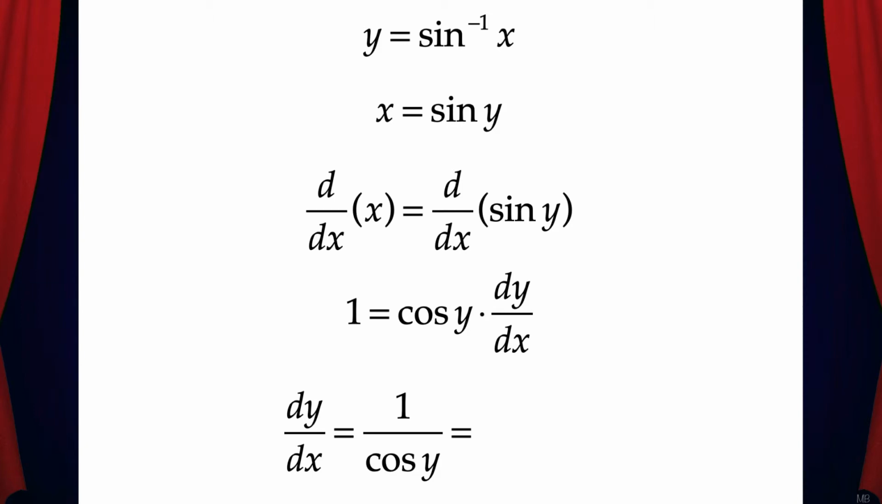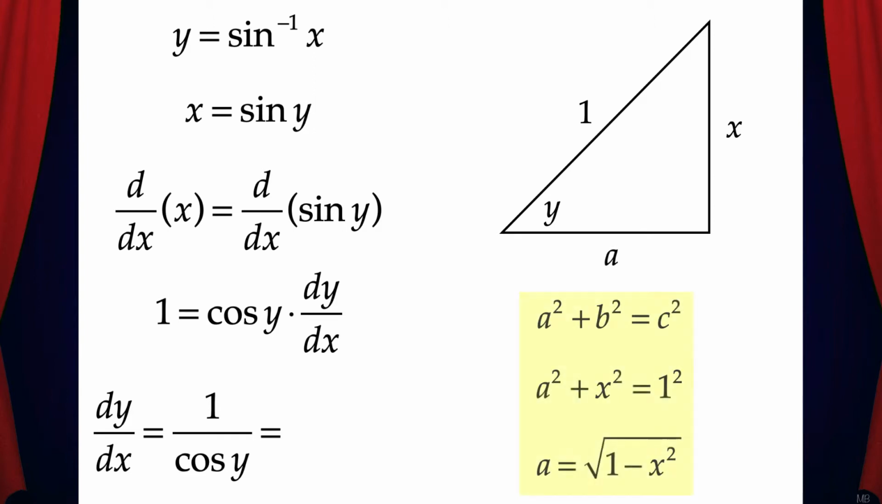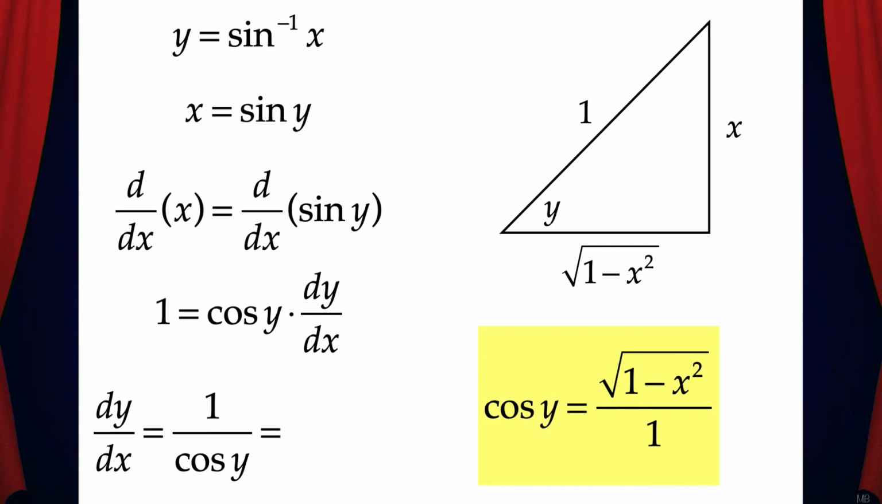So let's draw a right triangle. Remember, we started with x equals sine y. That means y is the angle, and the opposite side is x, and the hypotenuse is 1. Let's call the missing side a. Now we can use the Pythagorean theorem to solve for a. After doing this, we get a equals the square root of 1 minus x squared. Now we can find cosine y, which is the adjacent side over the hypotenuse. And that would give us the square root of 1 minus x squared.